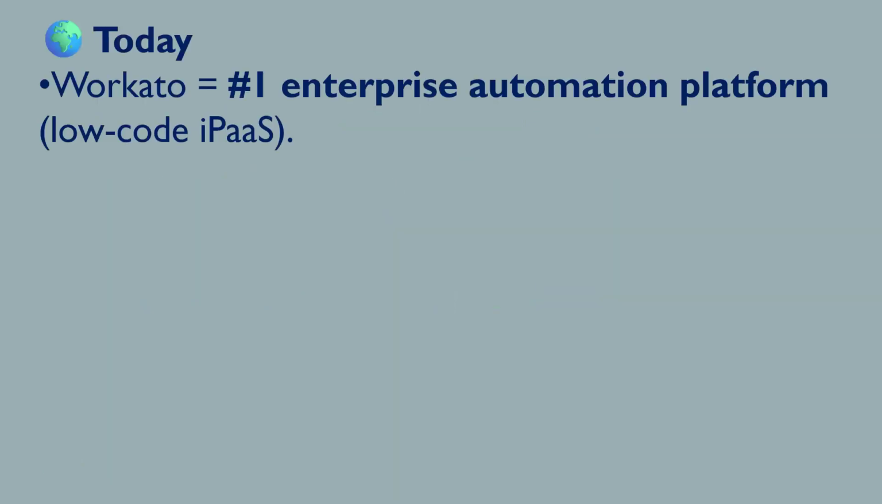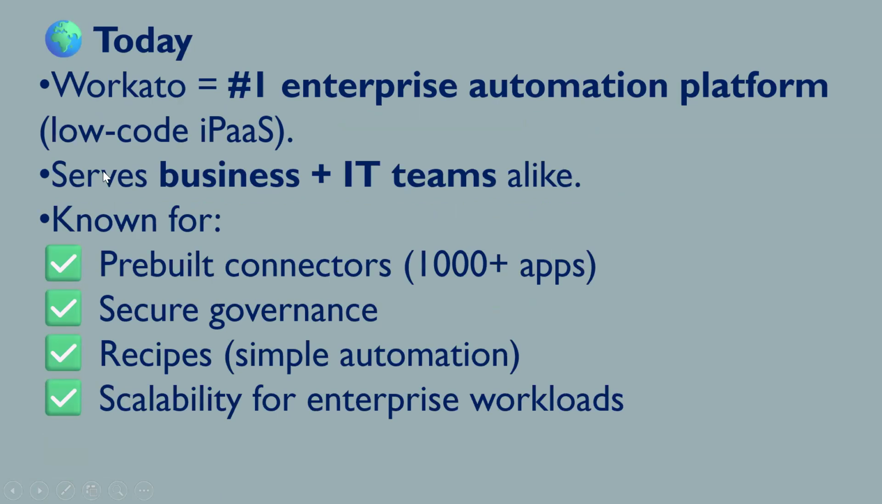So today, Workato enterprise automation platform, it is a low code iPaaS. So what it is going to serve, as I told you earlier, it is going to serve business as well as IT teams. Okay. So we have pre-built connectors, almost 1,000 plus apps will be there. This directly we can use and we can integrate it. We will have security, we'll have recipes, simple automation will be there, scalability for enterprise workloads.